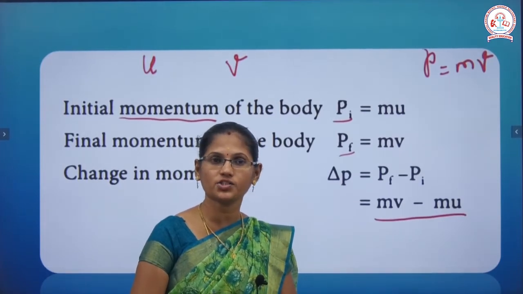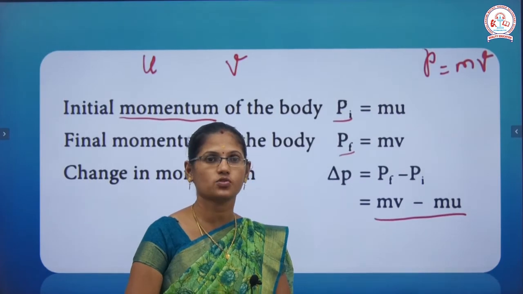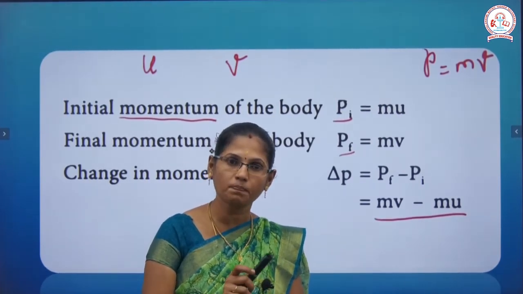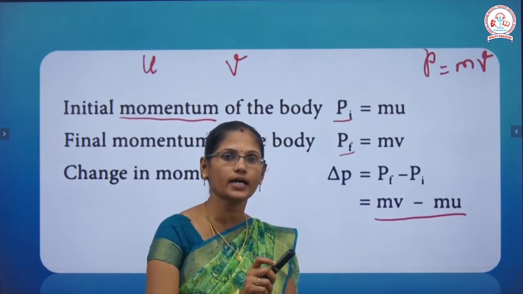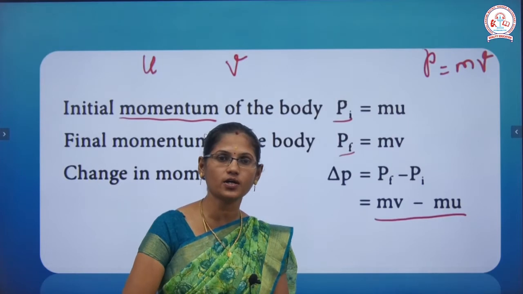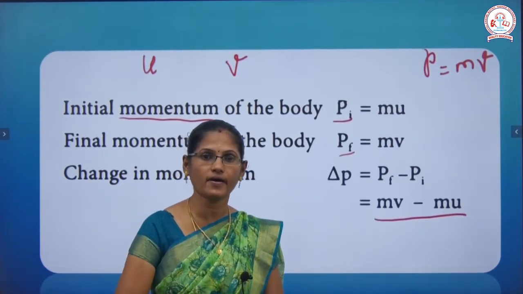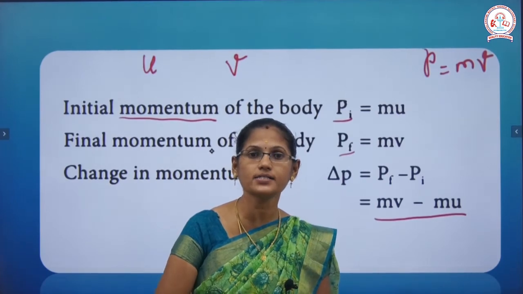How do we find the change in momentum? Final momentum minus initial momentum. Momentum is denoted as P, and change in momentum is denoted as delta P. So delta P is equal to Pf minus Pi. The Pf value is mv and the Pi value is mu. So the change in momentum is mv minus mu.